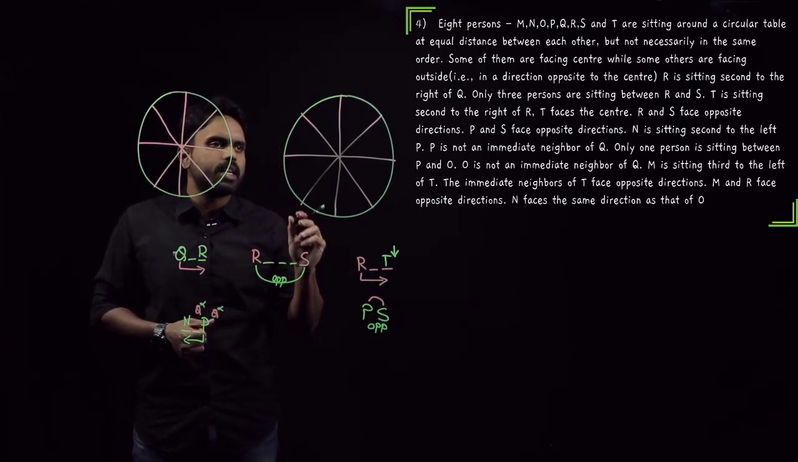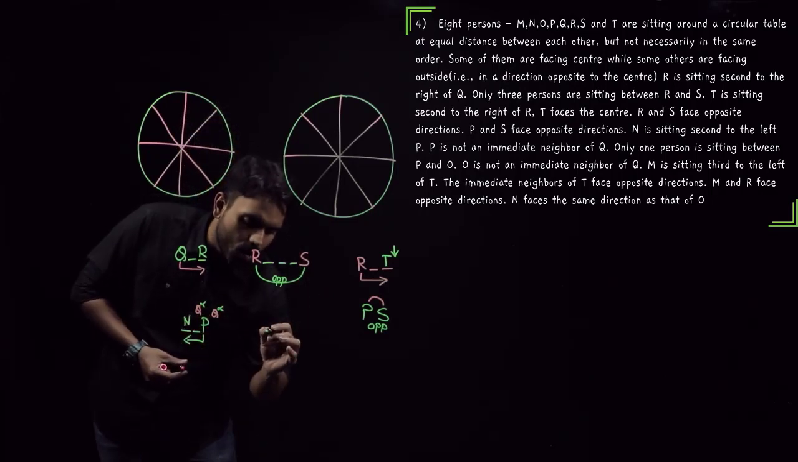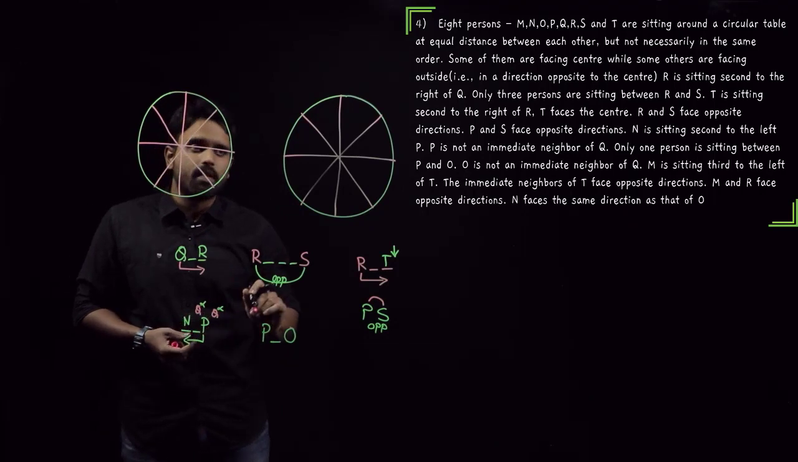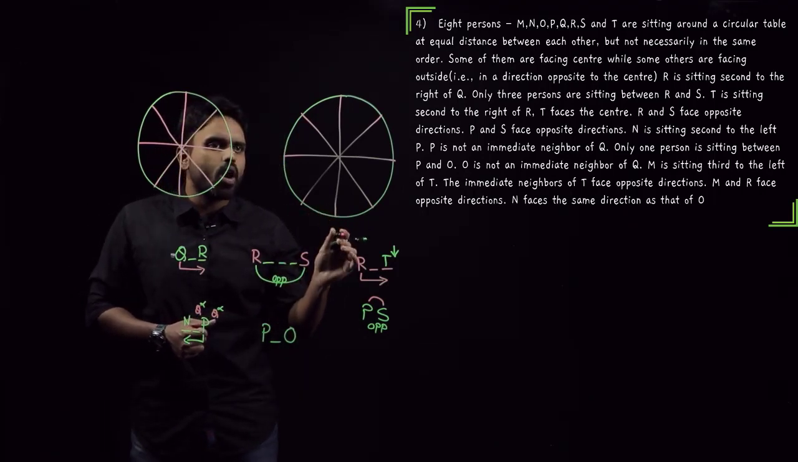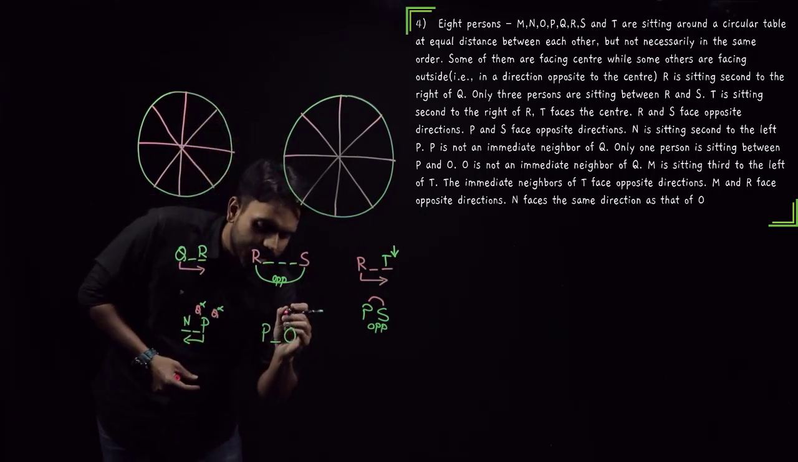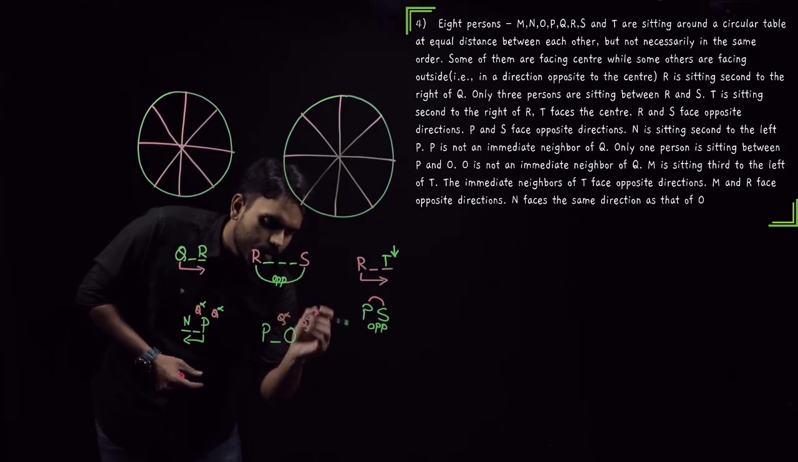Only 1 person is sitting between P and O. P aur O ke beech mein ek hi aadmi baitha hua hai. The next thing, O is not an immediate neighbor of Q. How will we represent that? We'll represent that O is not an immediate neighbor of Q.